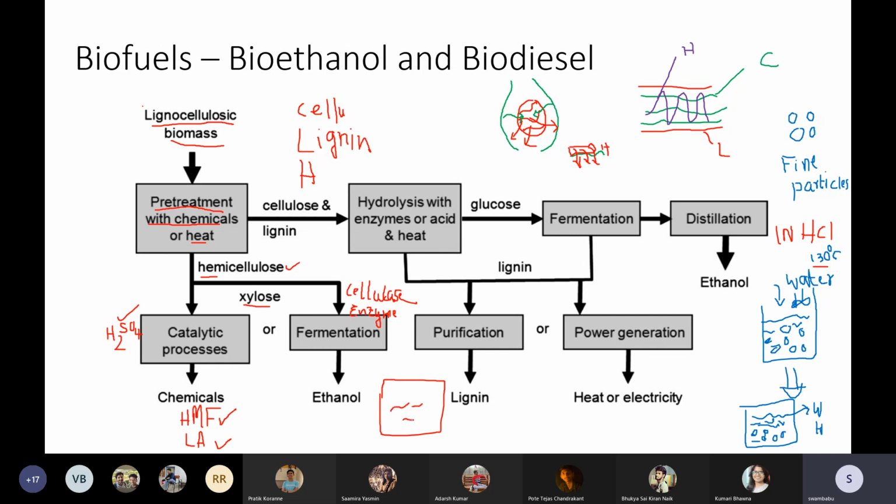If you add this enzyme to the hemicellulose dissolved water, heat it to a certain temperature and leave it for a longer time, like 16 hours or 24 hours, then all the dissolved sugars are converted to ethanol. So this is the way you can produce chemicals from the dissolved hemicellulose. You can also produce ethanol from the dissolved hemicellulose from the lignocellulosic biomass.